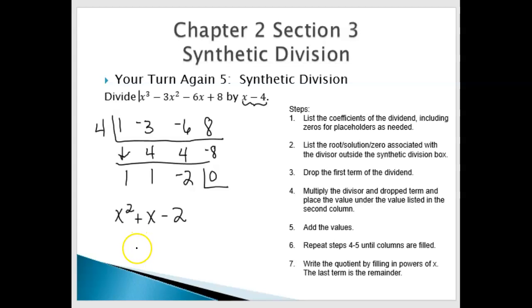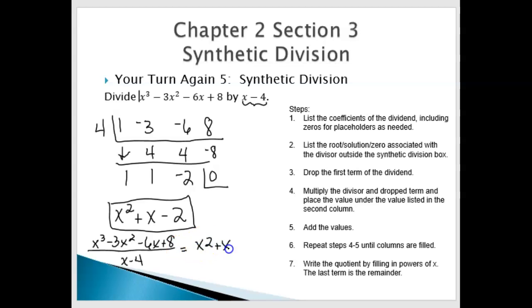So when there's no remainder, or when your remainder is 0, is probably a better way to say that. When your remainder is 0, that means the divisor is a factor of the polynomial function that you started with. So to write this completely, I would say x cubed minus 3x squared minus 6x plus 8. This is just to show you the whole idea. This is your answer, by the way. That has not changed. But when we take the original polynomial and divide by x minus 4, we do in fact get x squared plus x minus 2.